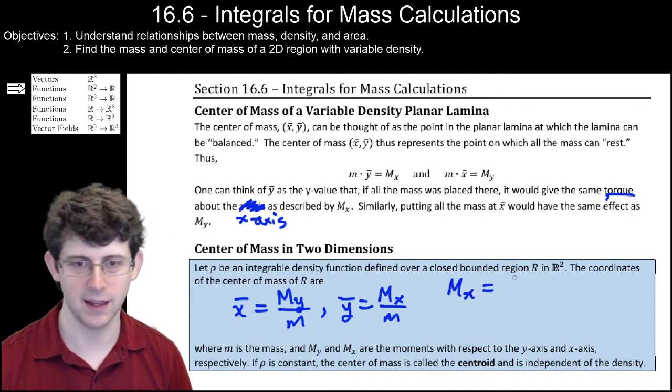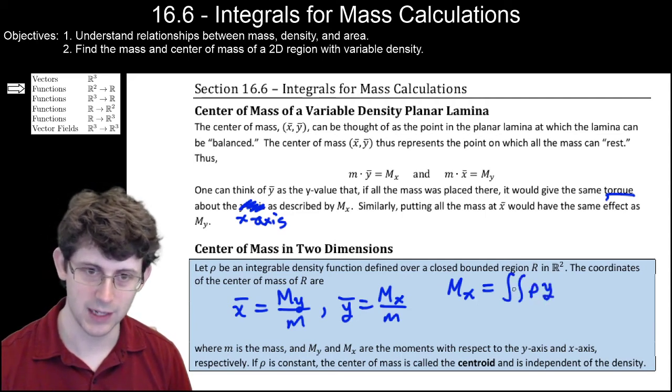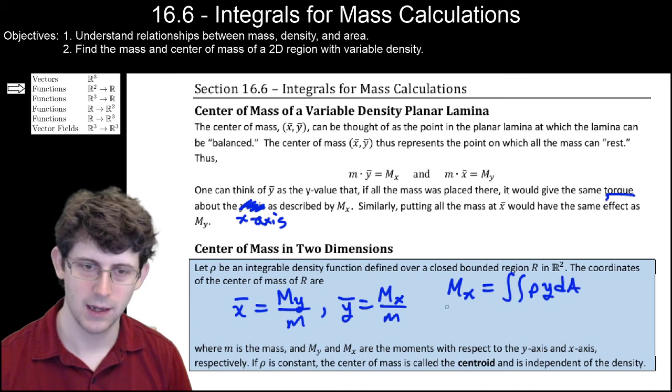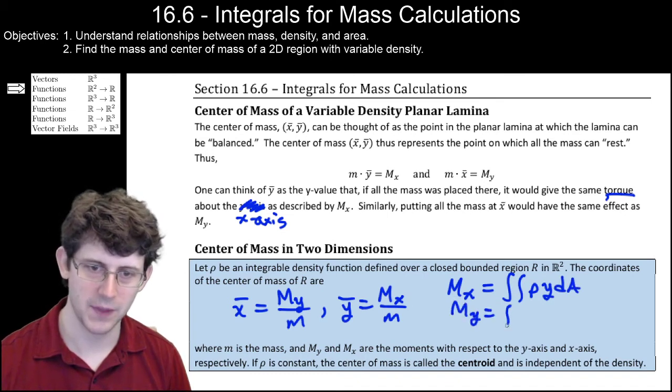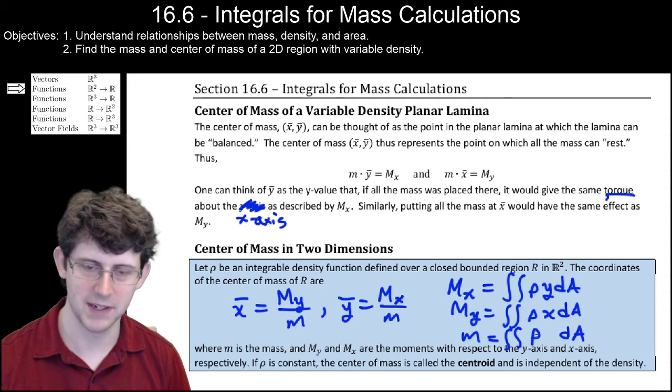So we got these in the other box, but I'll just write them again. Moment about the x-axis, the displacement is y. Moment about the y-axis, the displacement is x. And the mass doesn't have the displacement term in it.